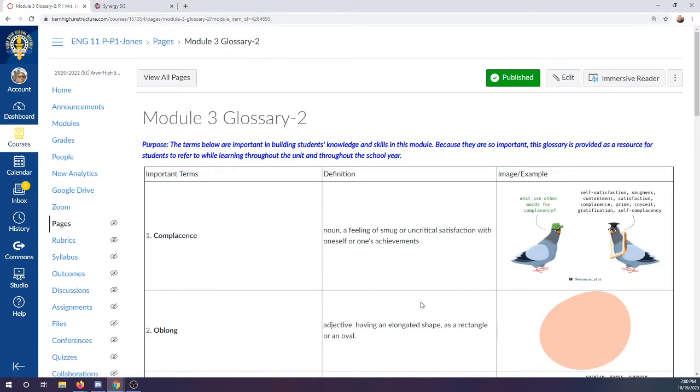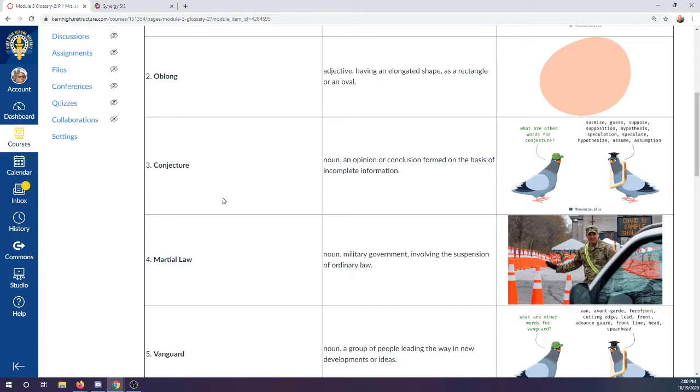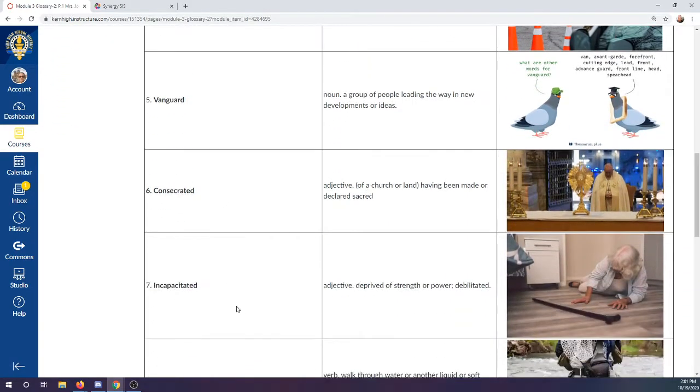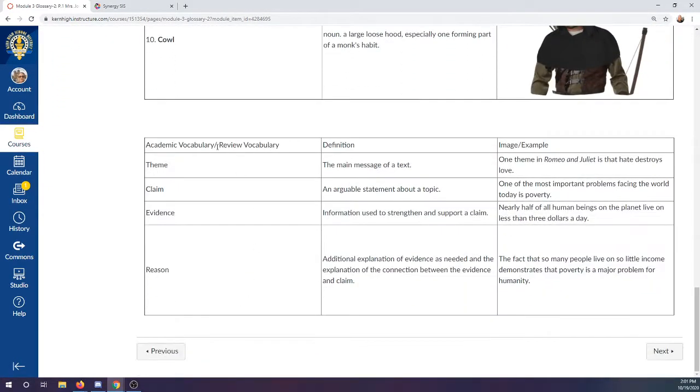The second page of the module is a glossary, and it's really important that you, on your own, get a chance to look at all of these new terms, definitions, and examples, because these are some complicated words that you will encounter when we read the War of the Worlds broadcast. So just make sure that you're familiar with these, and if you scroll down way to the bottom, you'll also see some academic vocabulary. You are already aware of claim, evidence, and reasoning. However, we are going to be looking closely at theme. So please look that over.